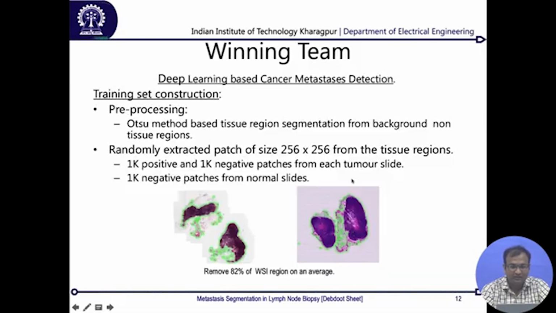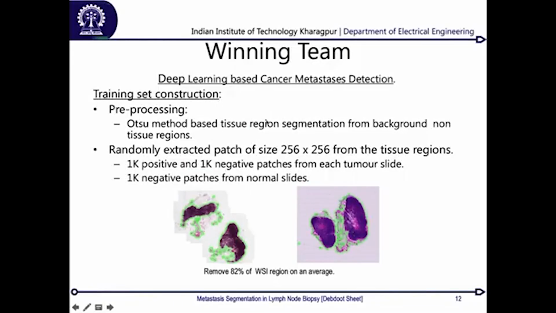Now the winning team from MIT and Harvard together proposed a deep learning based solution, and they used a pre-segmentation method. Remember the point I was telling you, that the whole slide is about 97,000 cross 220,000 pixels, but the majority of the area is just white blank area. About 20-25% of the area is where the tissue is located, the actual biopsy tissue, and you can choose out that small part of the tissue.